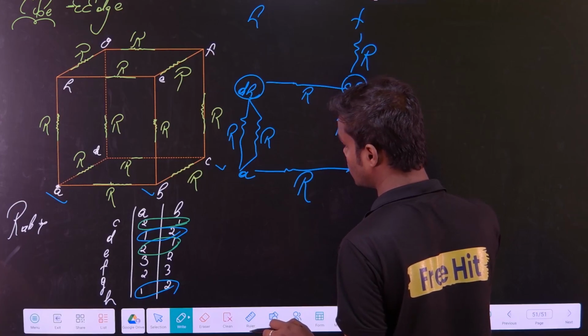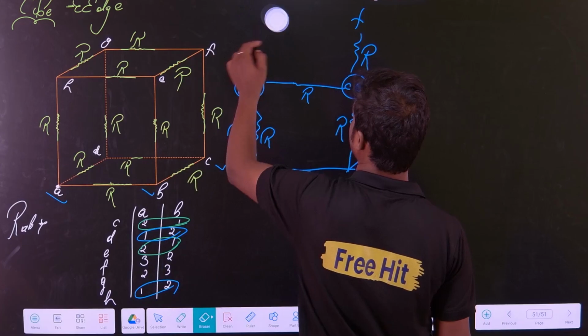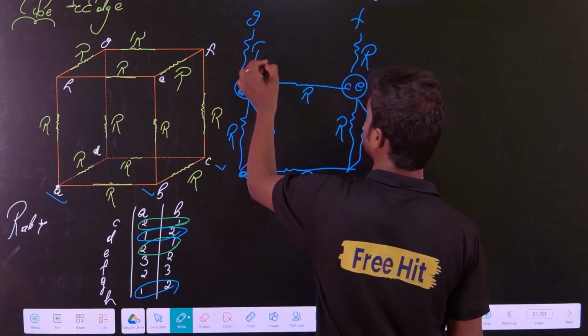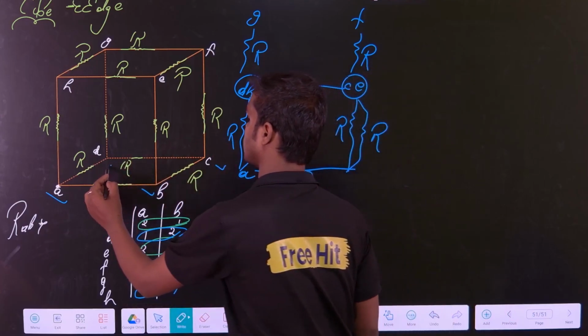G point we haven't put. Sorry, that point is G only, no? Okay, we have written wrong. Sorry, this point is G. So between D to G, this resistance is R. Okay, so that is also done. This point is also done. D is also done. Now what is the next point?